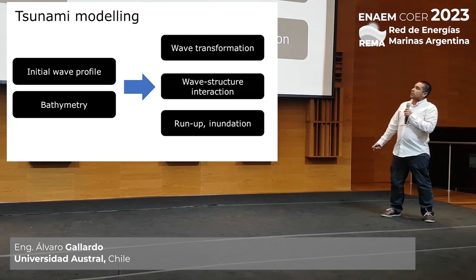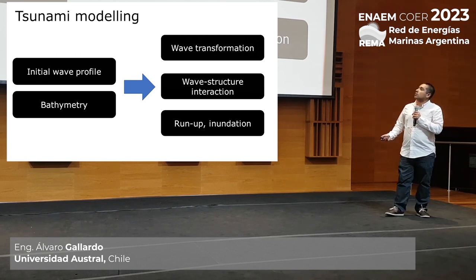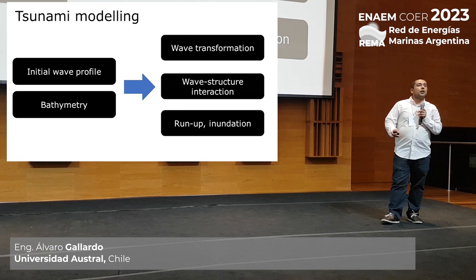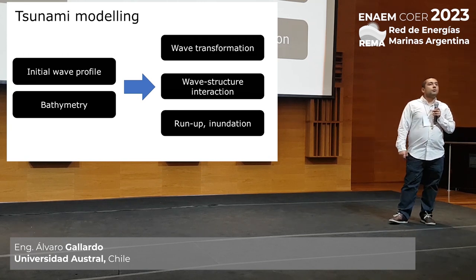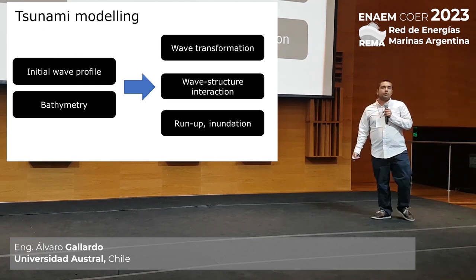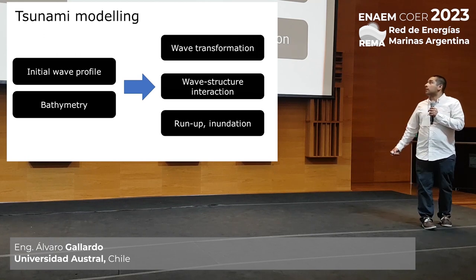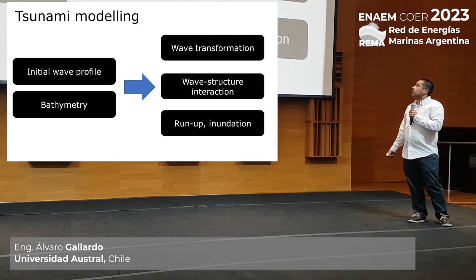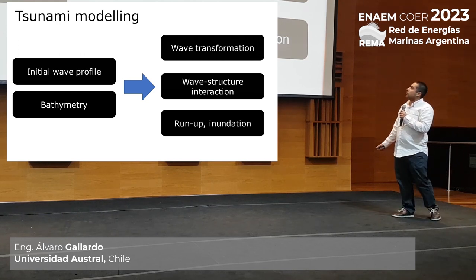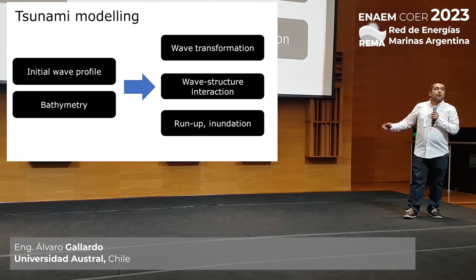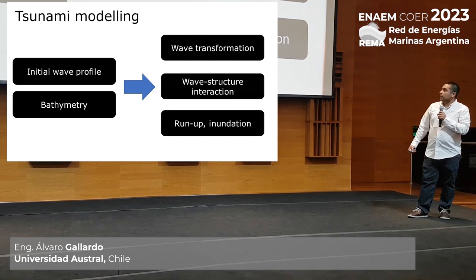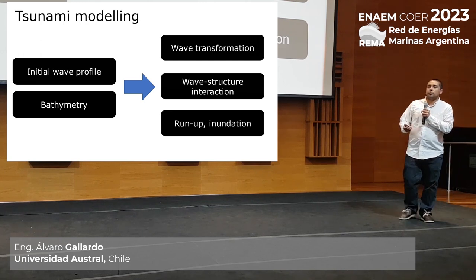And the most important variables to consider as initial conditions are the initial wave profile, which could be a theoretical definition or a real tsunami wave, and also the bathymetry, because it highly affects the transformation of the wave at the coast. So the typical outputs of this model are to study the transformation of the wave, the wave structure interaction, and also the run-up and the inundation of these waves on the land.